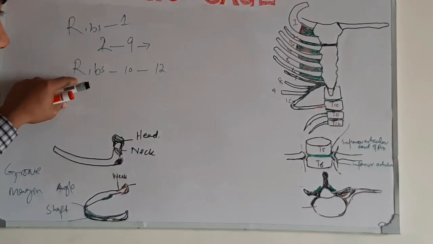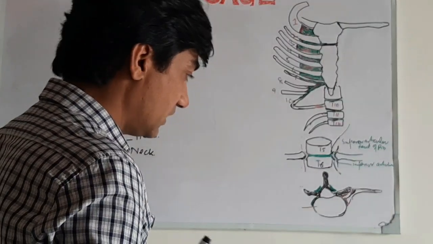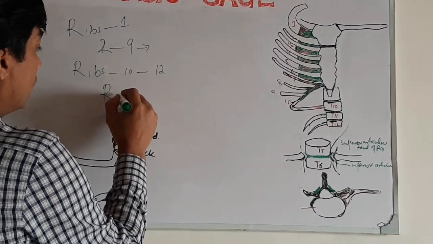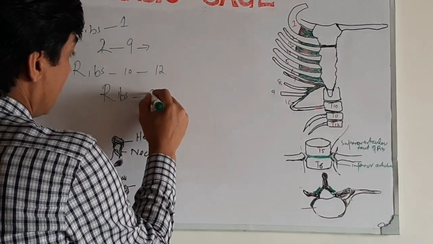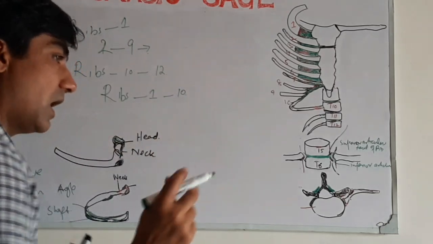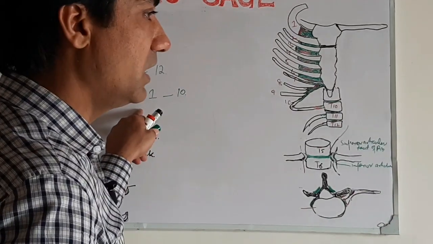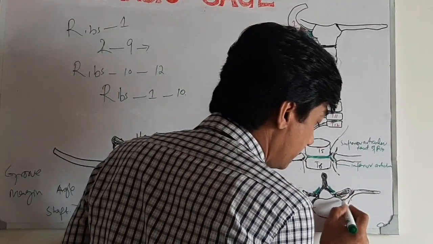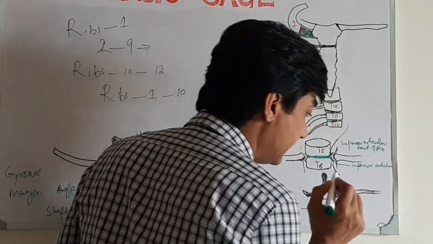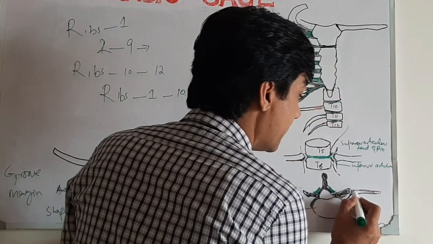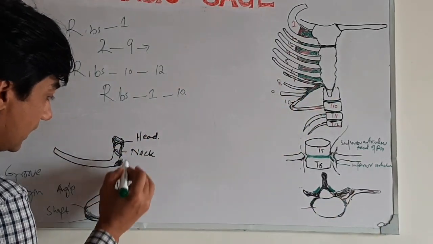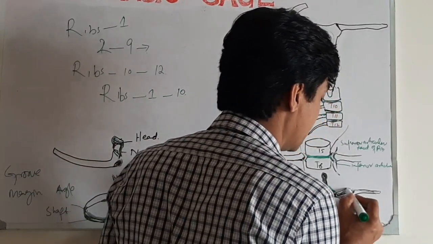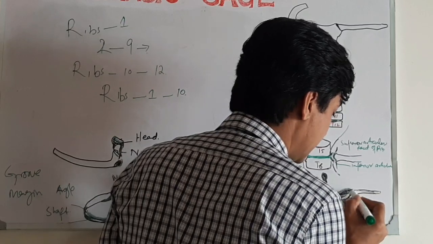Now, the thing to remember is another connection: ribs 1 to 10 also have a double attachment. In this double attachment we can see first the head of the rib is attached with the body of the thoracic vertebra, and then the attachment of the tubercle, the part of the rib. Here you can see this is the second attachment, with the costal facet of the transverse process of the thoracic vertebra.